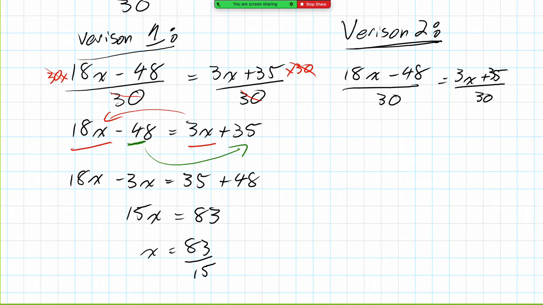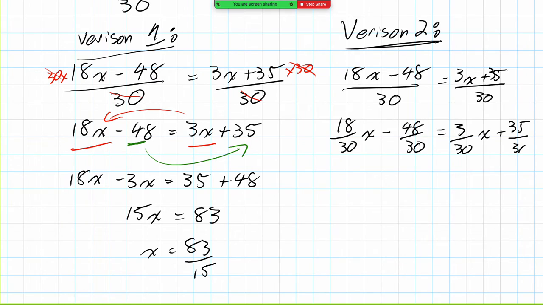So what does that mean? That means I'm going to get 18 over 30x minus 48 over 30. So you notice they kind of look like their own terms. I also have 3 over 30x plus 35 over 30. Okay? Yeah, that looks right on the other side.